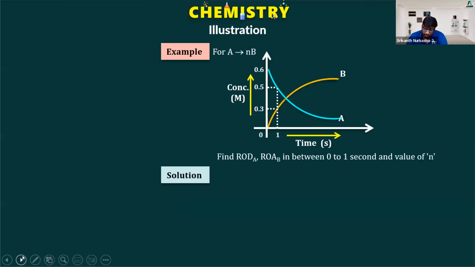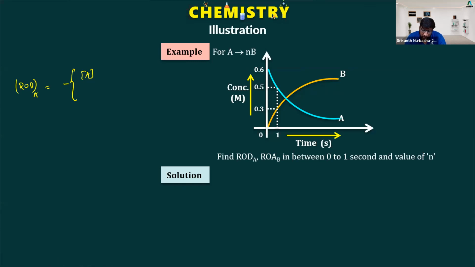Let us proceed further. A gives rise to nB, concentration versus time graph again. We have to find the rate of disappearance and the rate of appearance between 0 to 1 second, and the value of n. Rate of disappearance, how to find out? Rate of disappearance of A is equal to minus of the change in concentration of A.